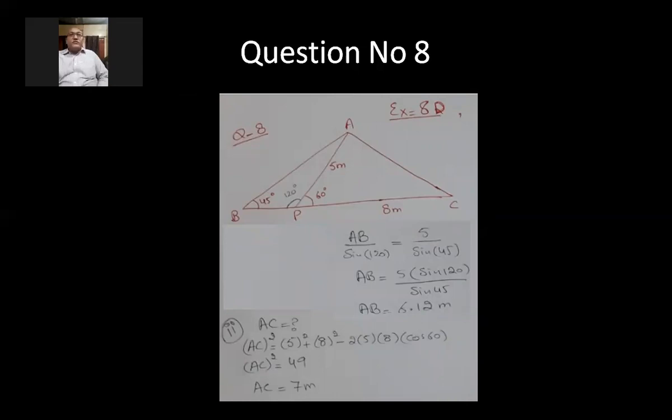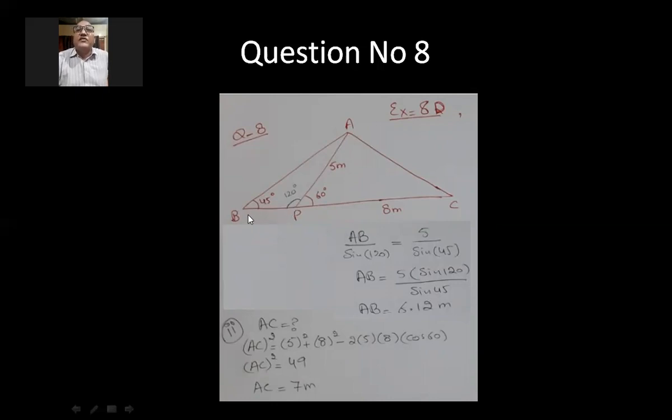Okay, so question number 8 is coming up on your screen. I'm reading from the book. The figure shows the cross section of the roof of an old cottage. It is given that AP is 5 meters, PC equals 8 meters, angle APC is 60 degrees, and the angle ABC is 45 degrees, and that diagram is given. The first thing they want us to find is the length of AB.